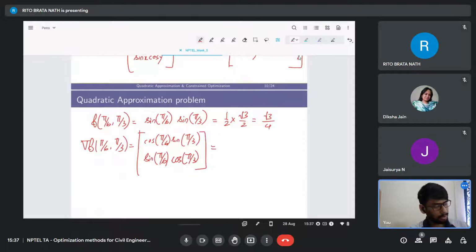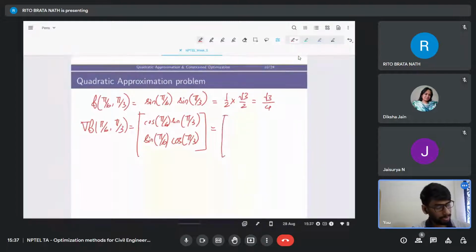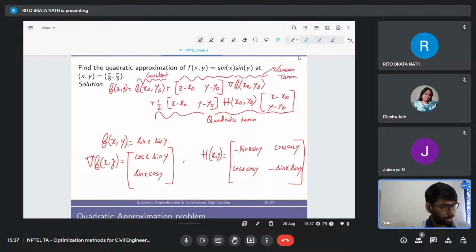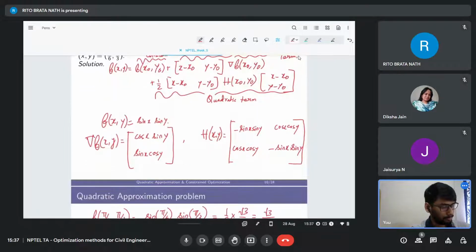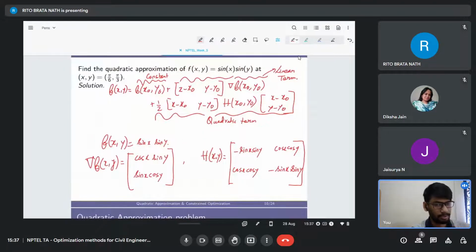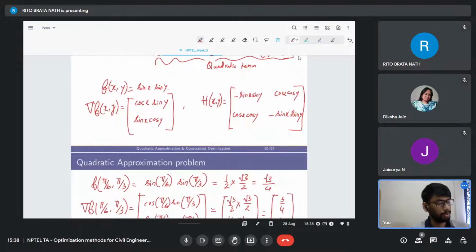So this will be cos 30, it's root 3 by 2. This part will be sine 60, so that's root 3 by 2. This part is sine 30, half, cos 60, half. So this is nothing but root 3 by 4, root 3 by 4 for the first component and 1 by 4 for the second. So this is your gradient, and if you multiply it with x minus x naught and y minus y naught, you will get the linear term of this function.